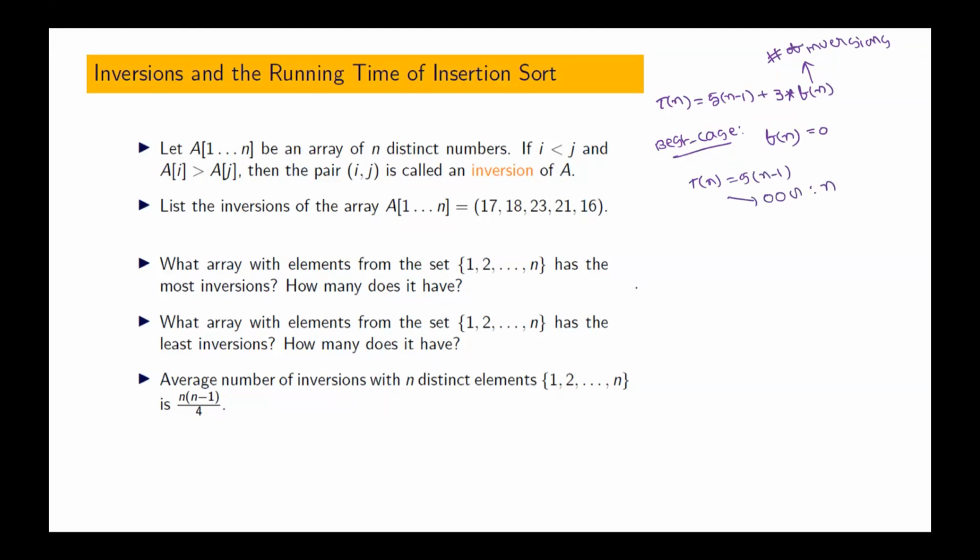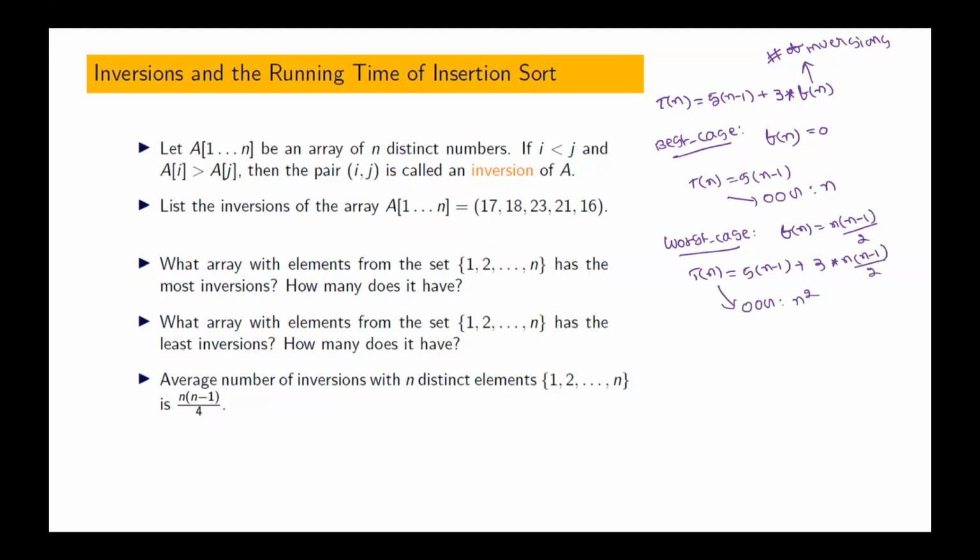Okay. Now worst case. Worst case, what is f of n? N into n minus 1 by 2, that means maximum number of inversions. That is worst case. So what is T of n? 5 into n minus 1 plus 3 into n into n minus 1 by 2. Is that okay? What is order of growth? n square.